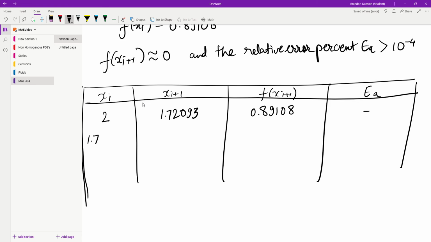So for the second iteration, our initial guess will be the value of the previous x of i plus 1. Using the NR method, we get x of i plus 1 for this particular iteration as 1.66257. F of xi is 0.0347241, and the value of relative error percent comes out to be 3.51. So we'll continue to perform the iterations.